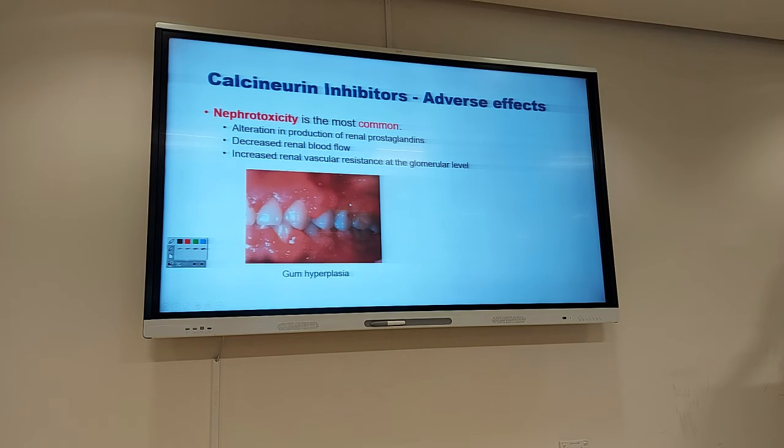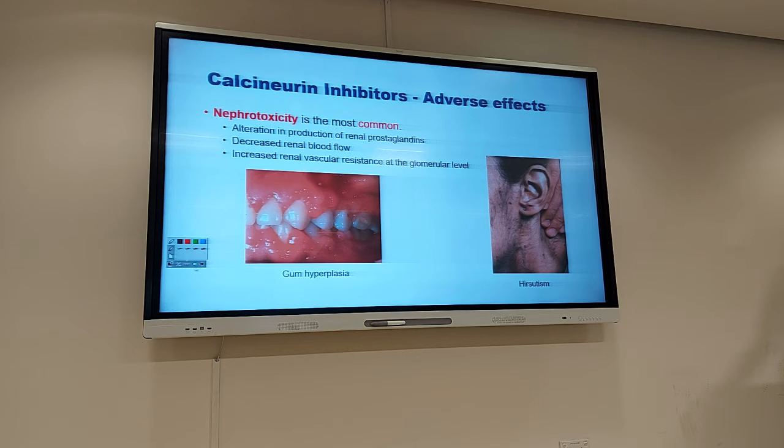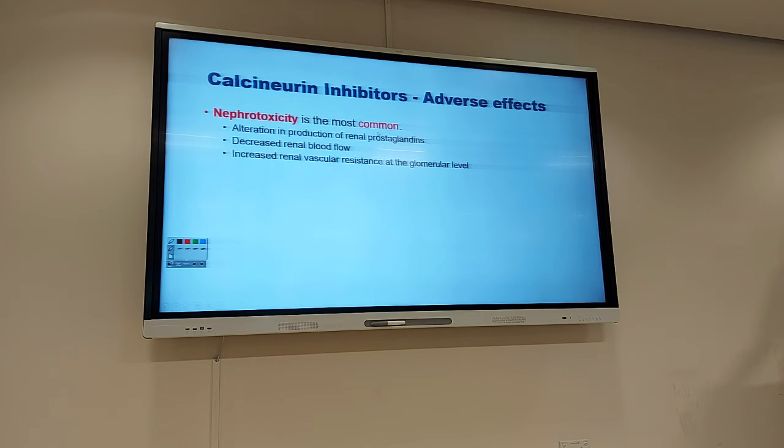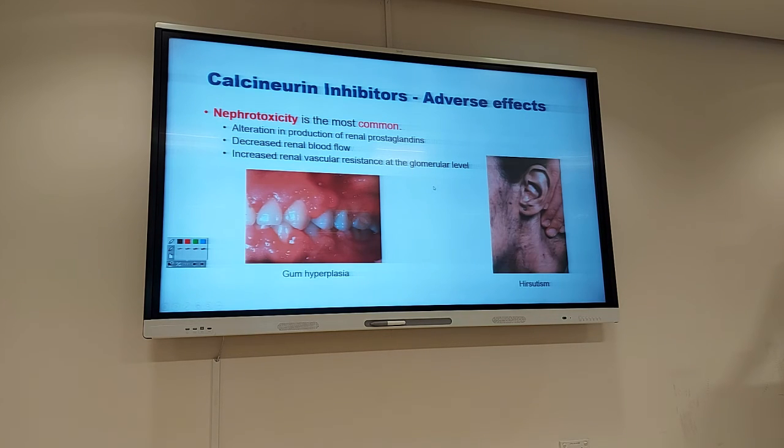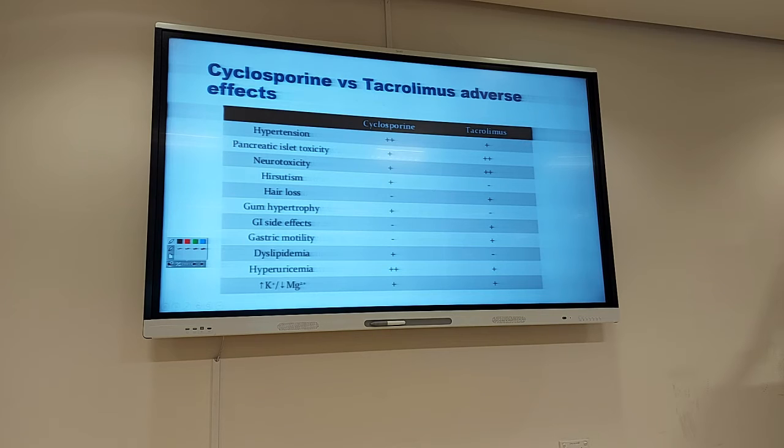The main adverse effect with it is nephrotoxicity, and this usually occurs due to alteration in production of renal prostaglandins, decreased renal blood flow, or increased renal vascular resistance at the glomerular level. So due to that, it leads to nephrotoxicity, but it also has other side effects, which are gum hyperplasia and hirsutism. Both cyclosporine and tacrolimus have adverse effects, but tacrolimus doesn't cause gum hypertrophy and doesn't cause hirsutism.